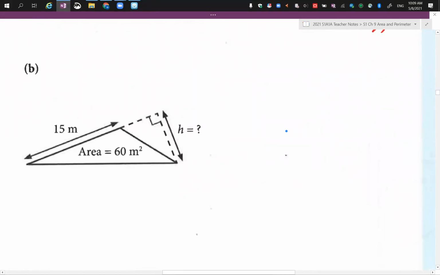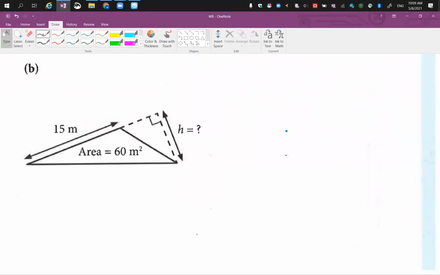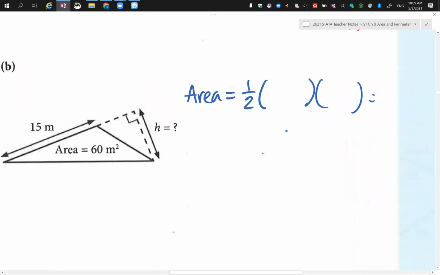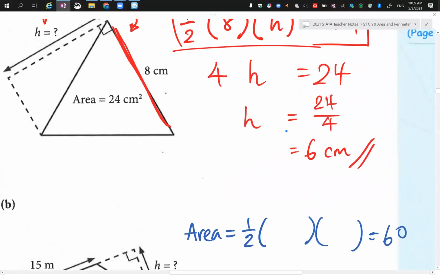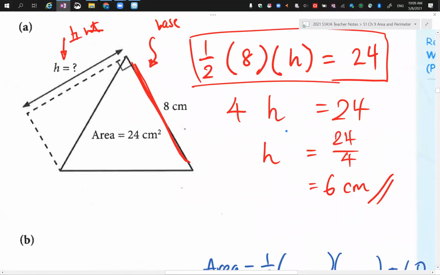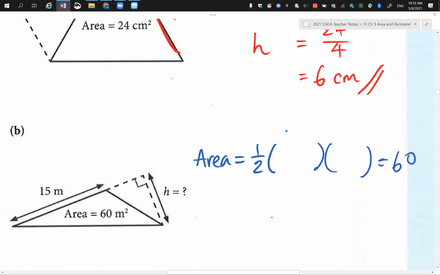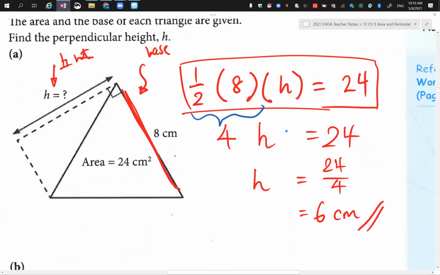Okay, part B. Try it. Area equals half times something times something. And it gives us 60. Yes? What did you say? Oh, I get 24 divided by 4, or where is the 4 from? Oh, here. The half times 8 gives me 4. If you bring it over there, you'll be dividing.